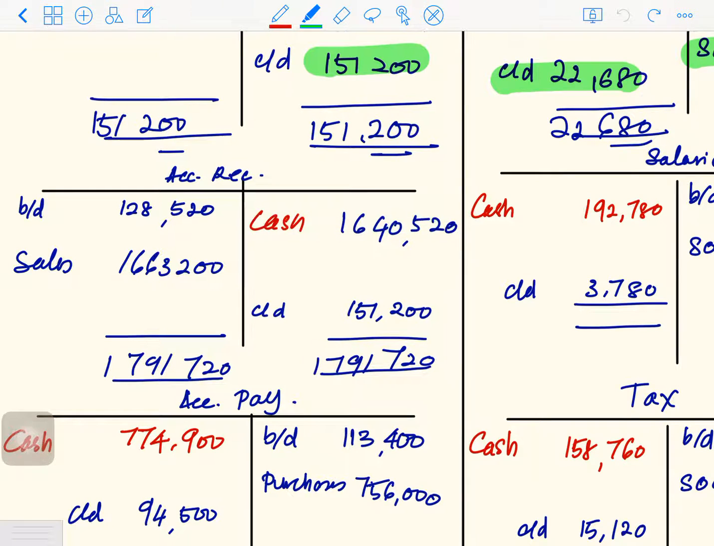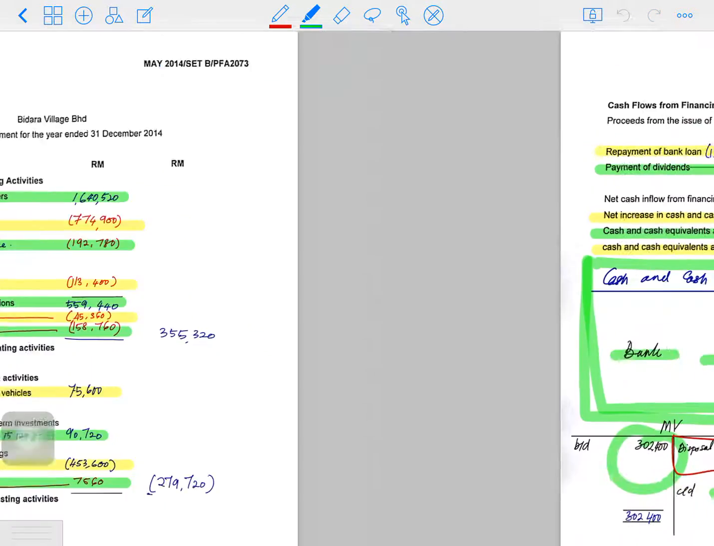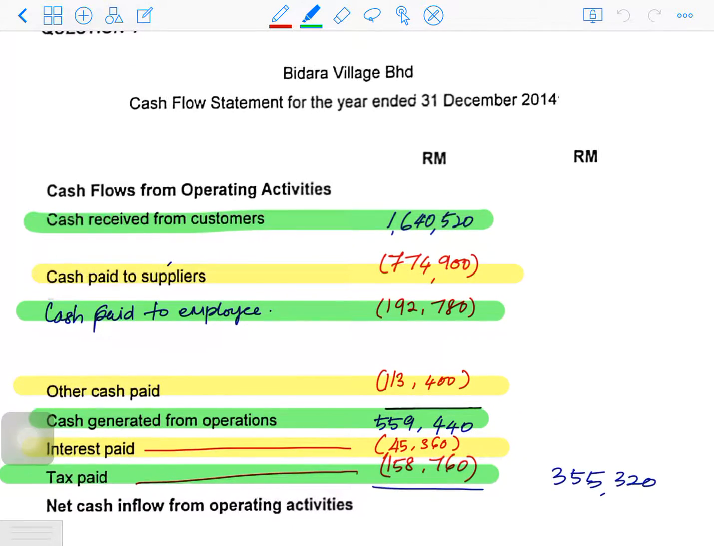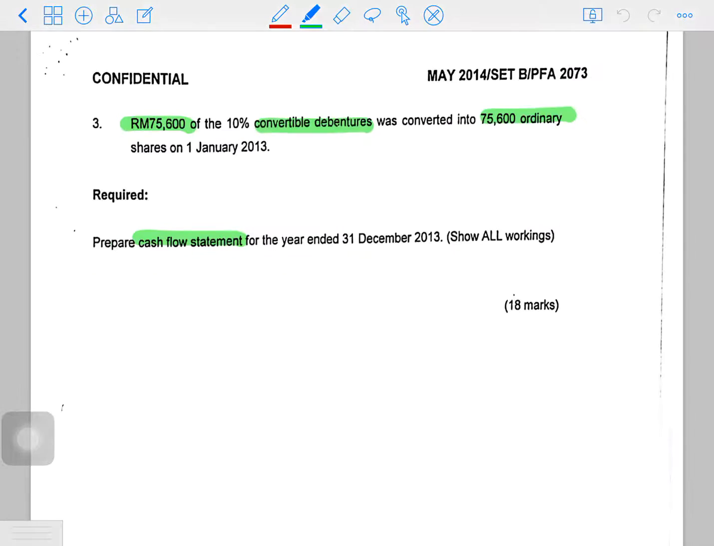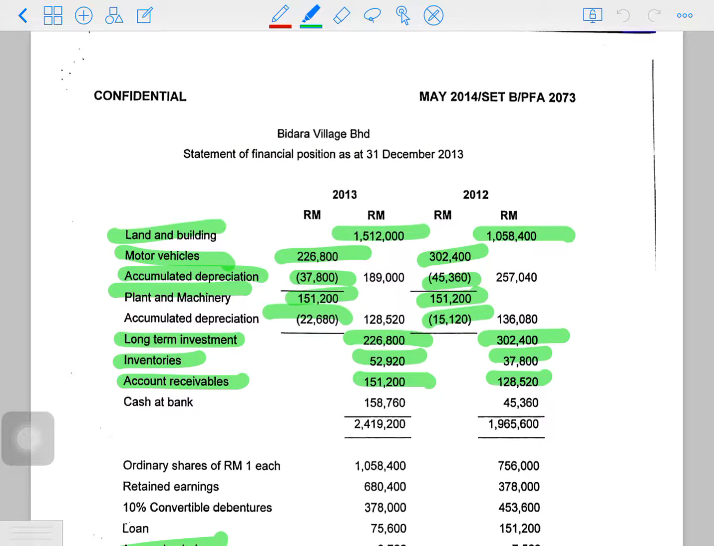That means you have to put this in your cash flow statement. Cash received from customer, right? 1640520 cash received from customers. Next we're going to look at item bank. Tak perlu lah sebab kita dah masuk kat dalam bank ni. Kat mana tadi? Schedule ni kan, schedule of bank ni kat sini. Dah masuk kan, dah settle. Okay.